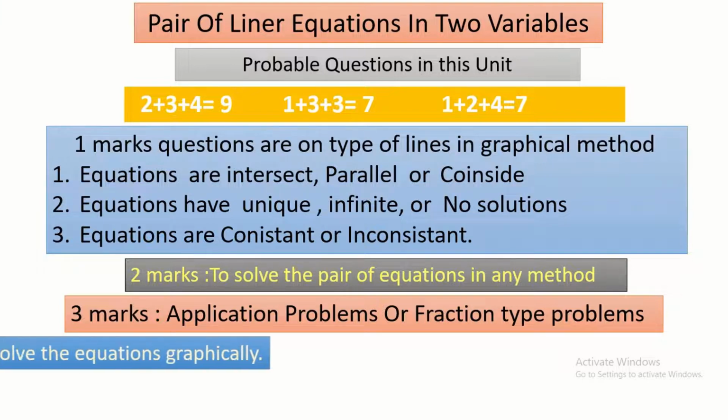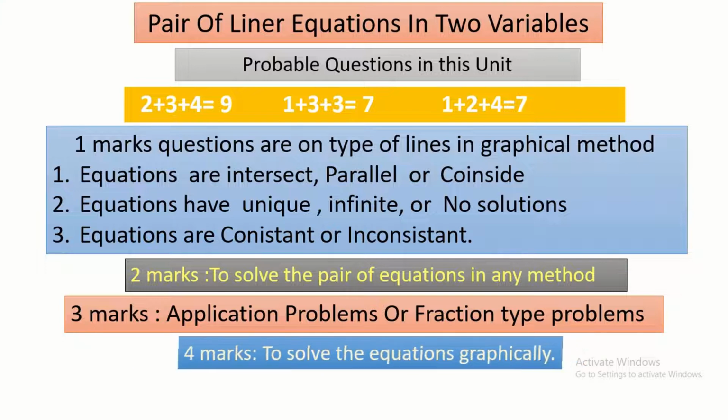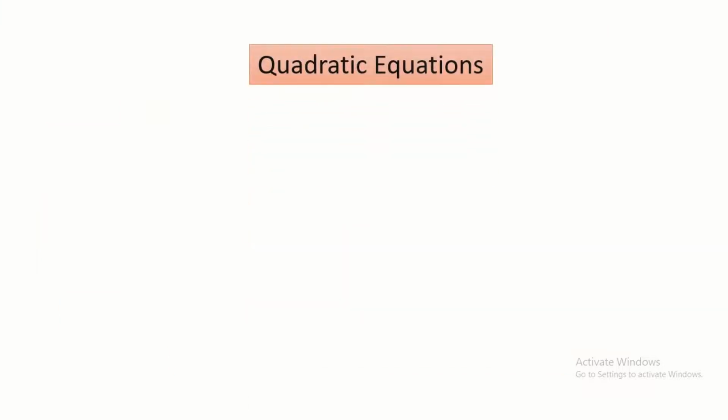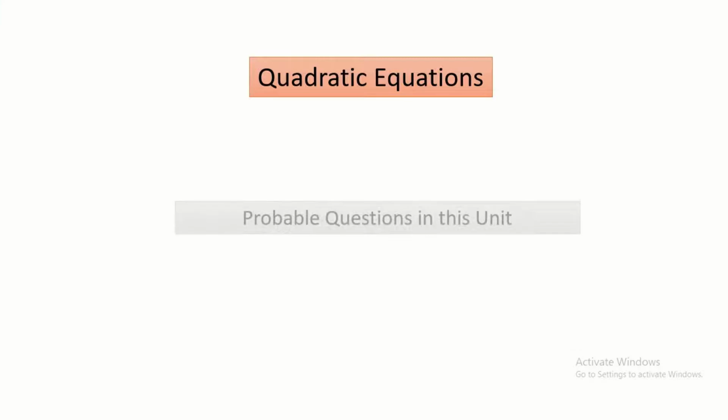And for 4 marks, we observe here to solve the equations graphically. That means to plot the graph. They give the pair of linear equations, and you have to solve them using the graph method. So these are the distribution of marks in the unit pair of linear equations. Then we move on to the next unit, that is quadratic equations.